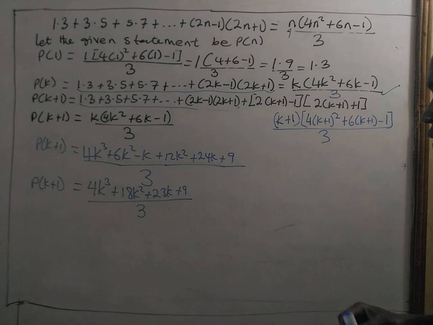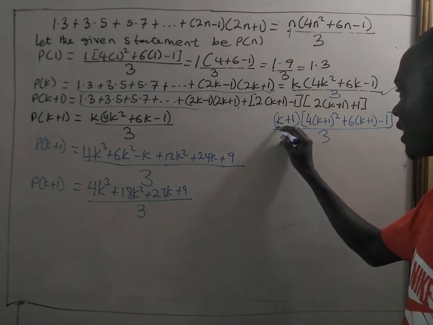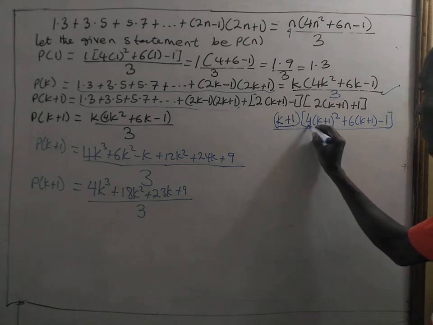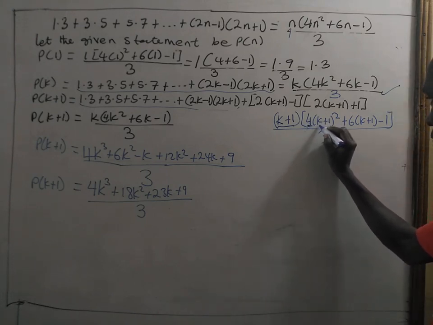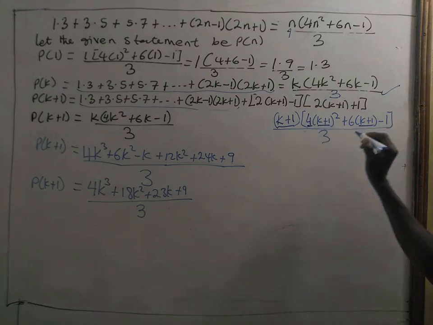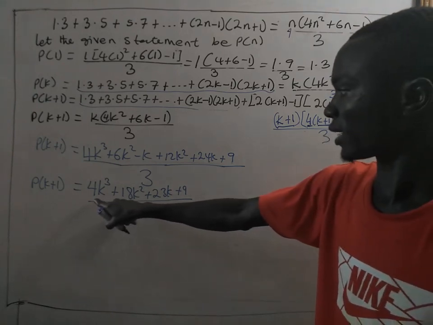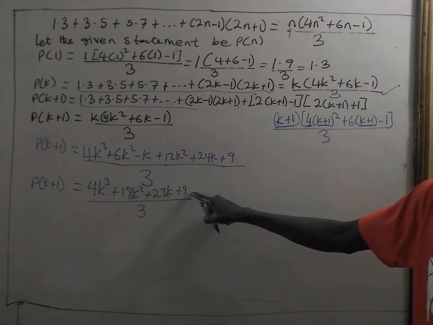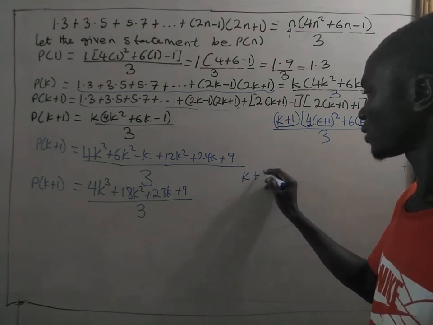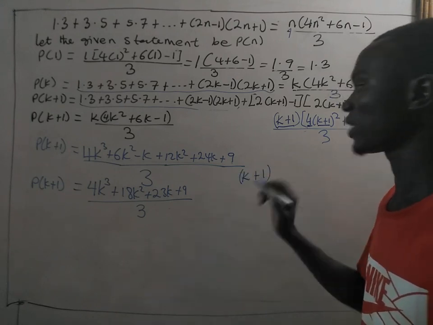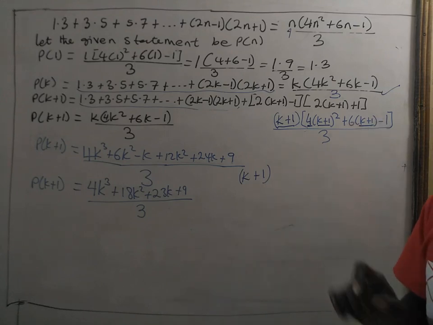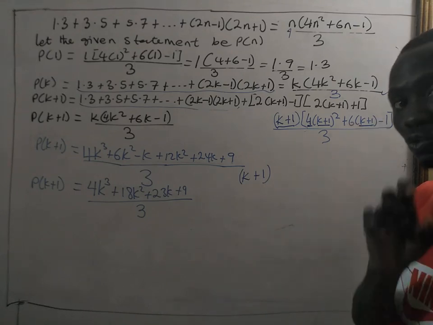Now, let's look at our final answer. We need k plus 1 here, right? And here you have 4 times k plus 1 squared. And here we have 6 times k plus 1. So it means that k plus 1 is a factor of this polynomial. So I'll write here k plus 1. I've gotten the first factor. Now how do I get the rest inside here? That is where you should follow me strictly.